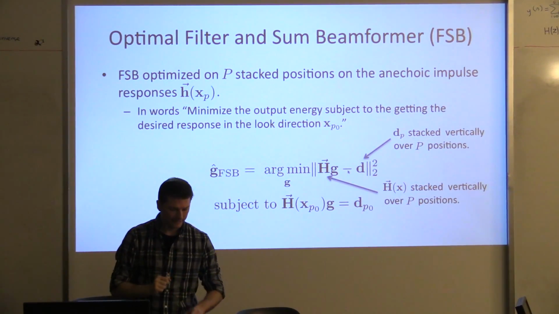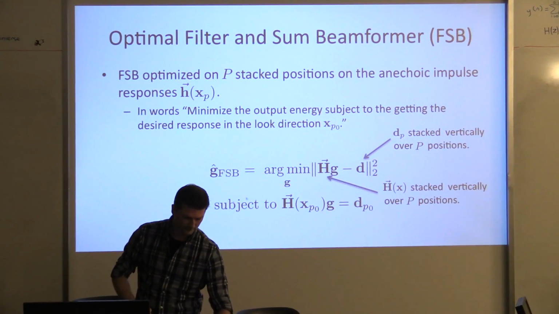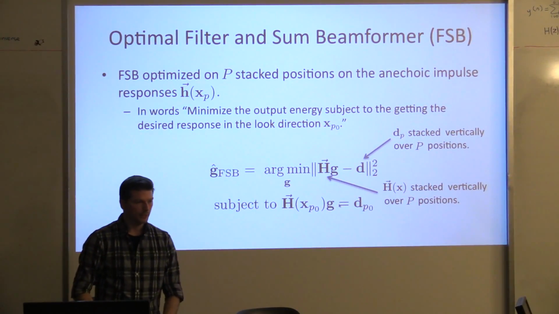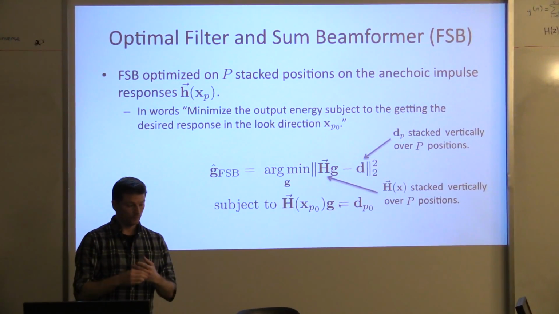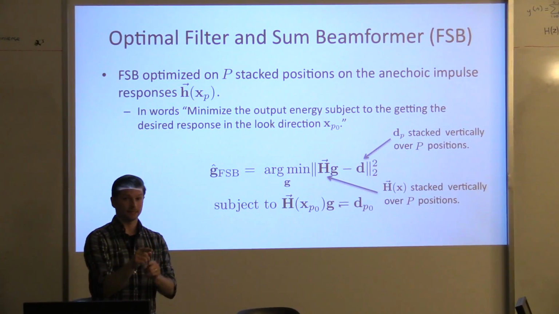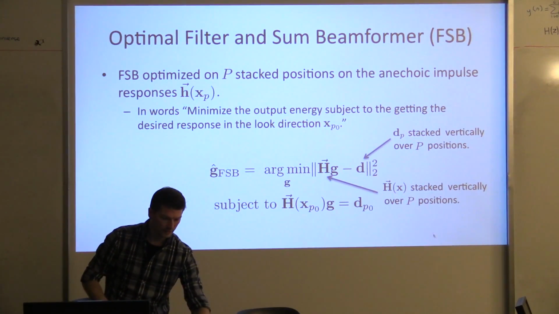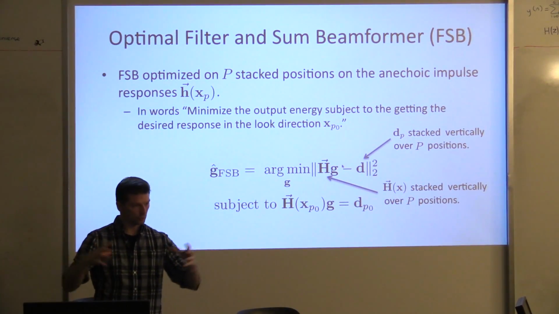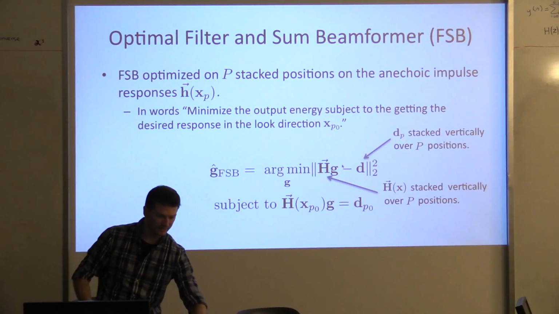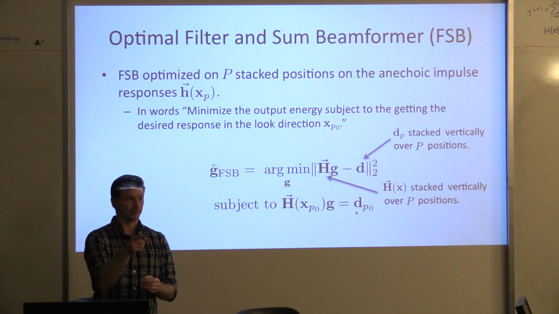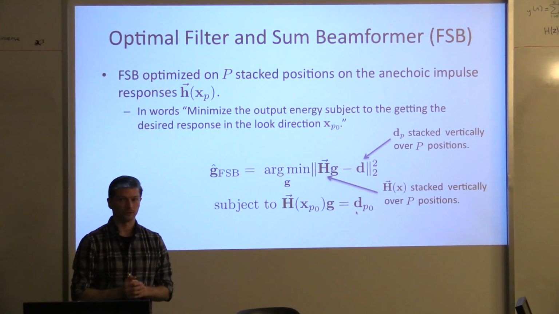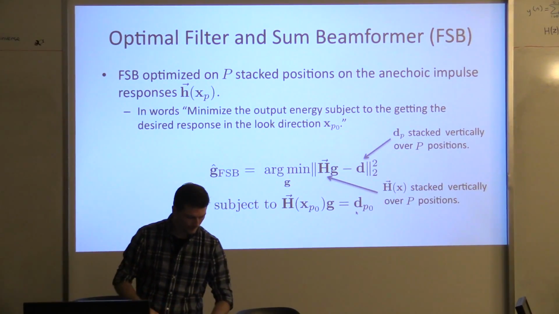And to make sure that we get this additional constraint, we have now this subject to the constraint that when we have a source in the look direction, that we get exactly the desired response. So this minimization criterion will get squashed down as much as it can be, but this equality ensures that in the look direction we always get an exact response in the desired direction.